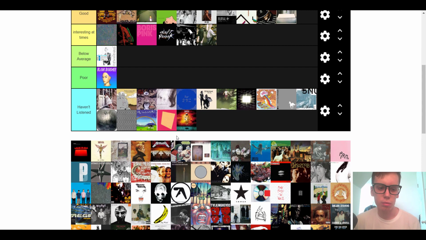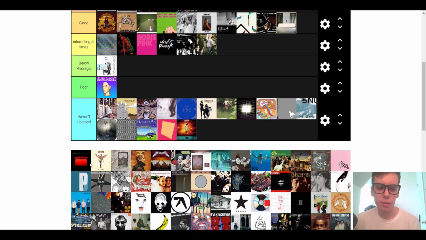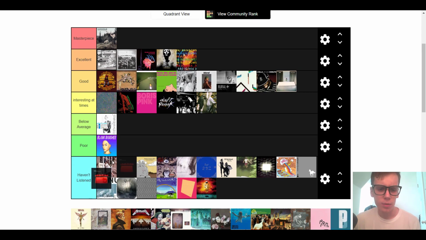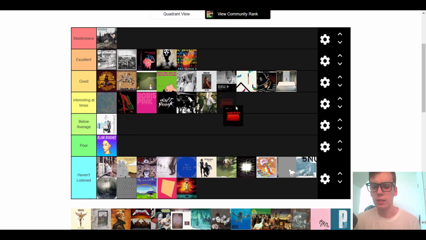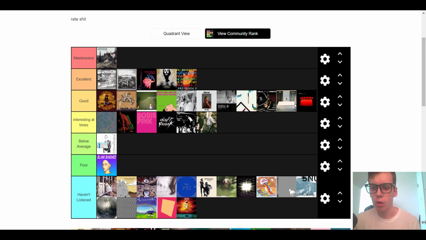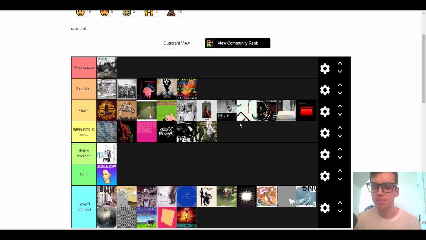So I'll talk about Interpol for a bit. I believe this one is called Turn On the Bright Lights. I've listened to it a decent amount of times, but I'm not the biggest Interpol fan. I'm going to stick this one in good though. All the way through, it's some really interesting sounds, but nothing too notable for me to talk about. I think Untitled might be my favorite track off the thing.